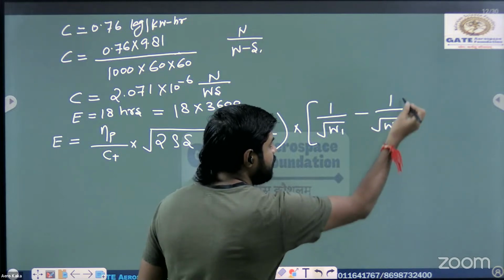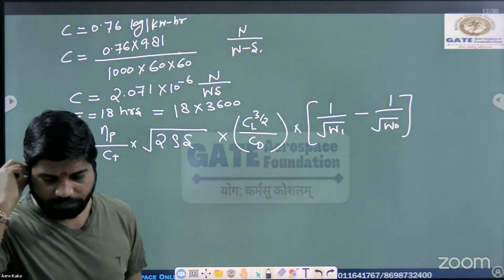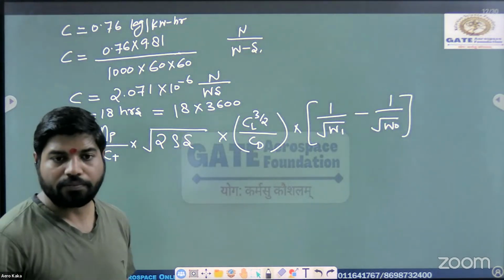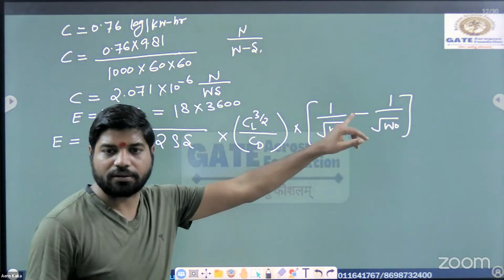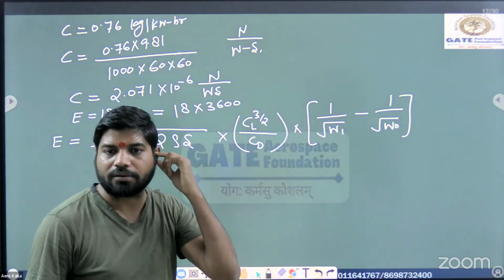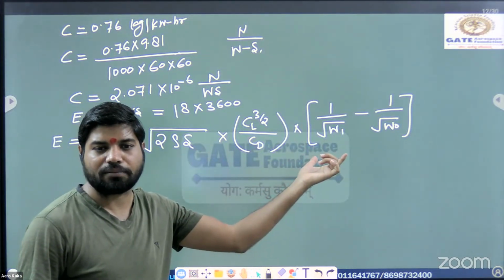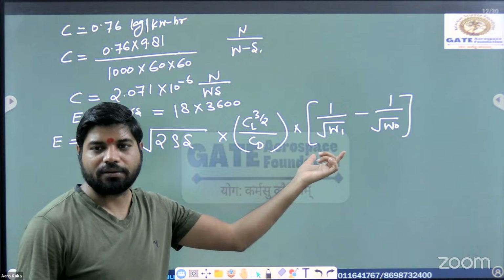Please verify this value. Hello, this last term, can you verify? Is it correct or not? Is it correct? Yes. There, 1 by root W1 minus 1 by root W0. So this is correct now. That's what I'm asking.